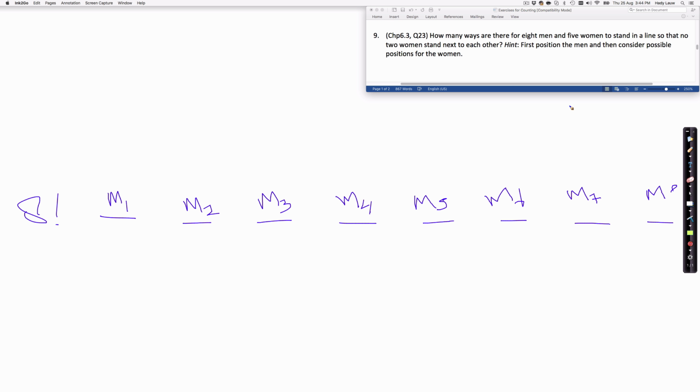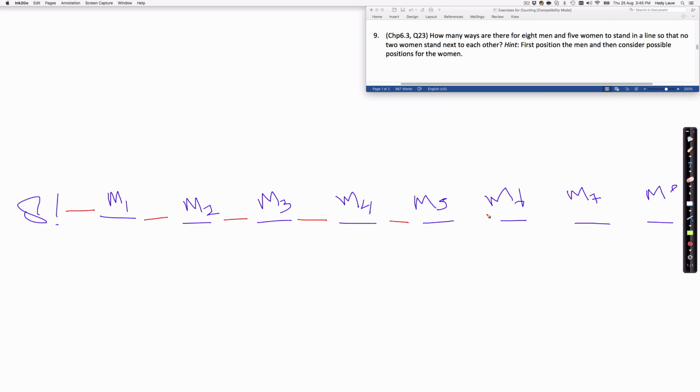Now, then we need to figure out where the women will be. The only condition is that the women cannot stand next to each other. So this doesn't say anything about the men, meaning that the men can still stand next to each other. So now if we look at the number of possibilities for the women, the women can stand between 2 men or next to 1 man at the end of the line.